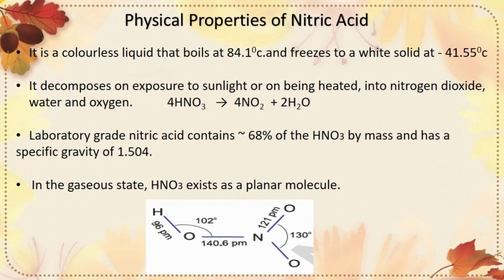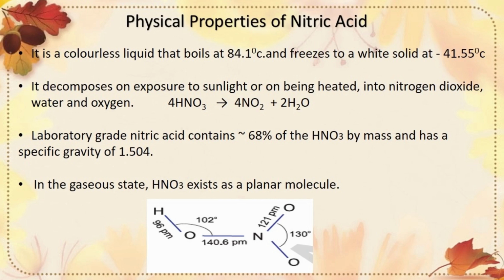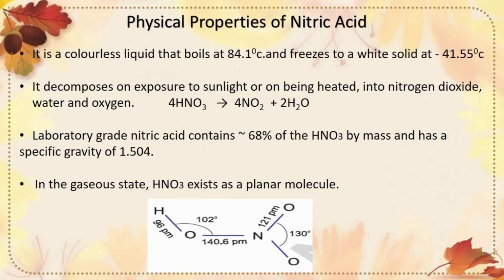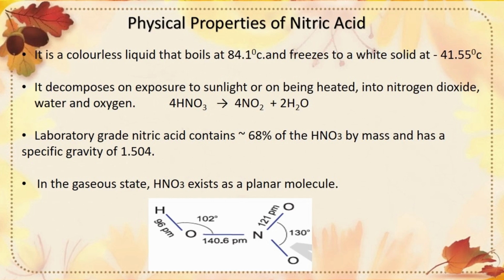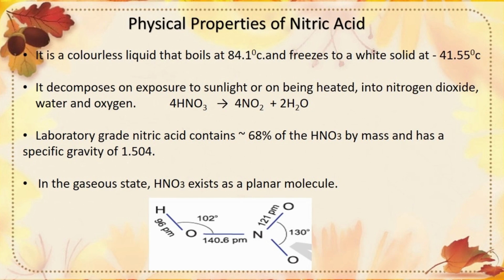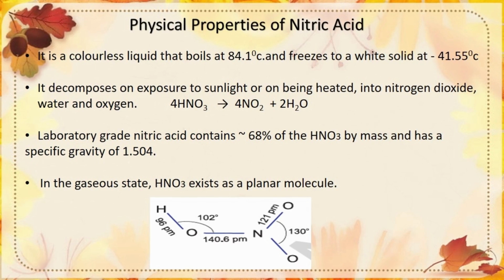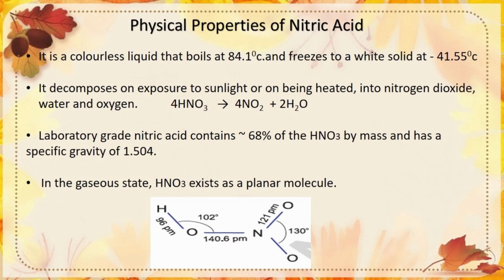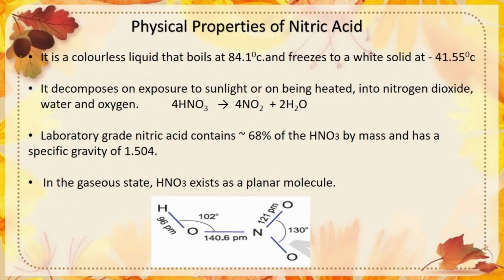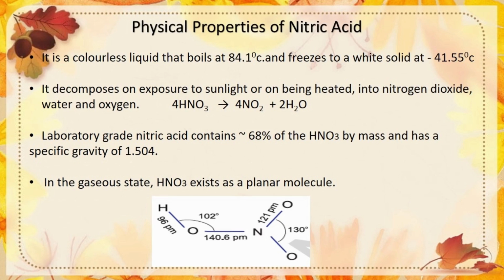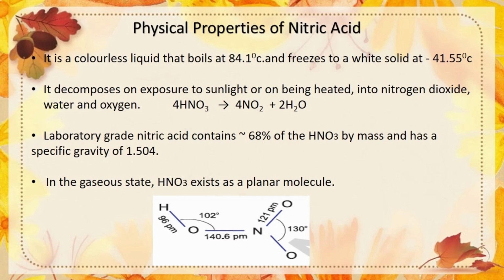Now let's discuss the physical properties of nitric acid. Nitric acid is a colorless liquid that boils at 84.1 degrees Celsius and freezes to a white solid at minus 41.55 degrees Celsius. You might have noticed that the nitric acid stored in the laboratory bottles is yellow in color. This is because nitric acid will decompose in the presence of sunlight to give nitrogen dioxide.